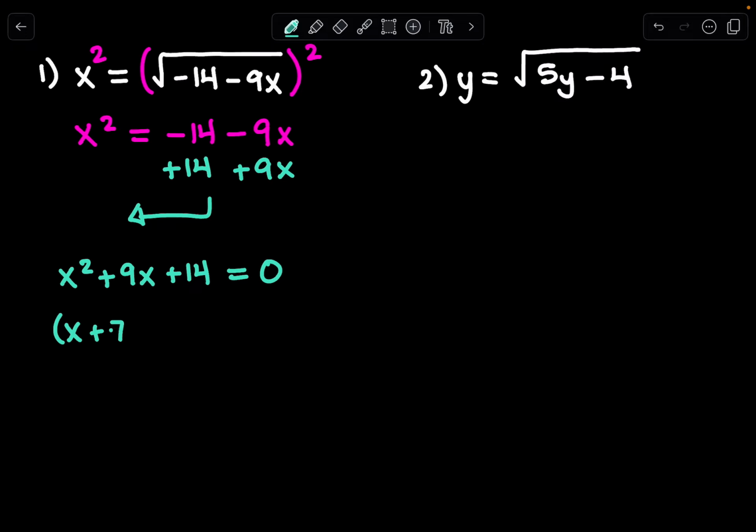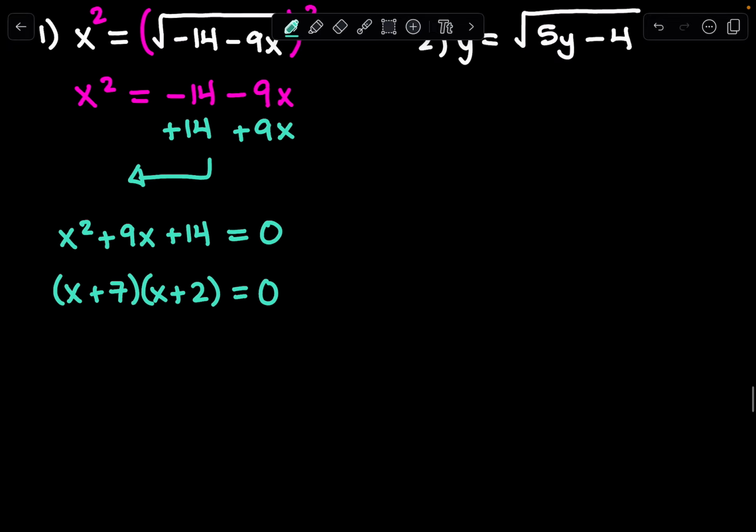Now, in order to solve, we are going to need to factor this trinomial. So I'm going to brainstorm some numbers that multiply to 14 and add to 9. Those numbers are 7 and 2. And last but not least, we're going to take those two number values and flip them around. So I'm going to get a value of x equals negative 7, and a value of x equals negative 2.